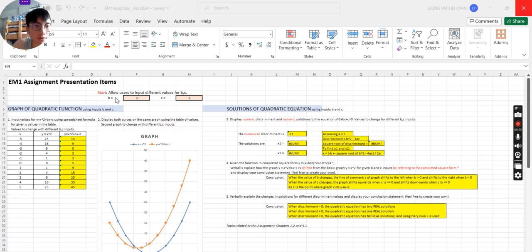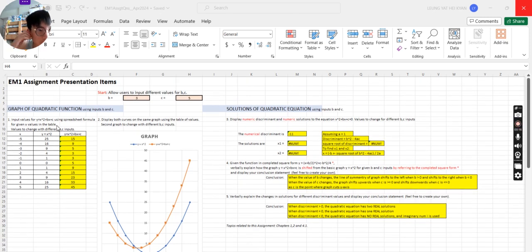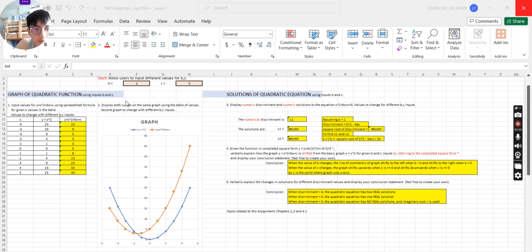We are given that b is equal to 3 and c is equal to 5. We are supposed to substitute these two values into question 1, where y equals x squared plus bx plus c. The values are here, and using these values I'm supposed to make a graph as shown here.